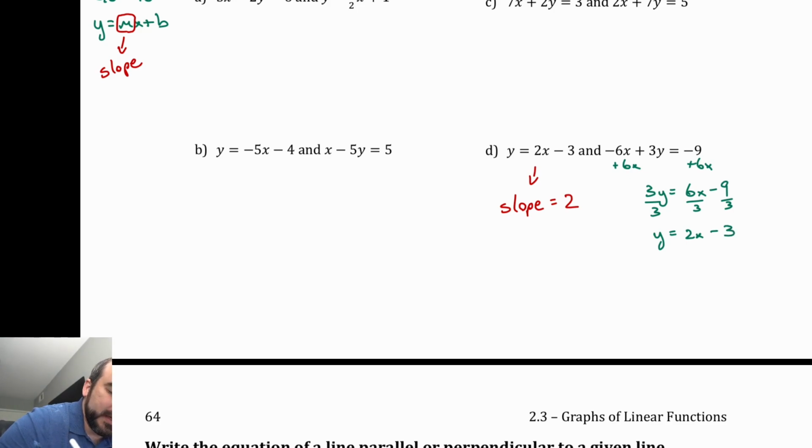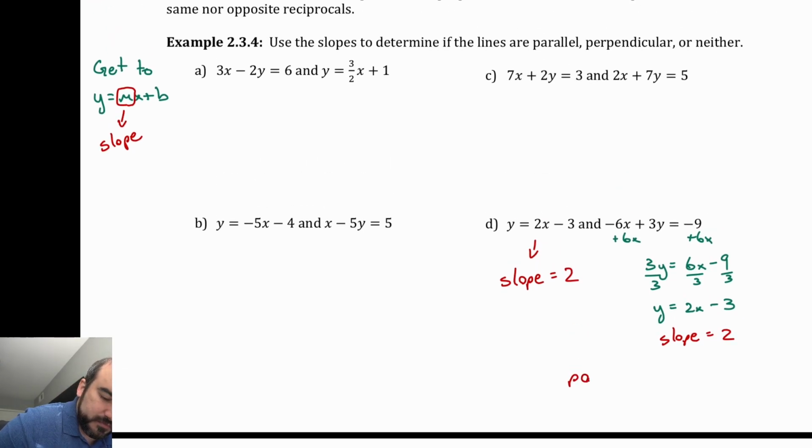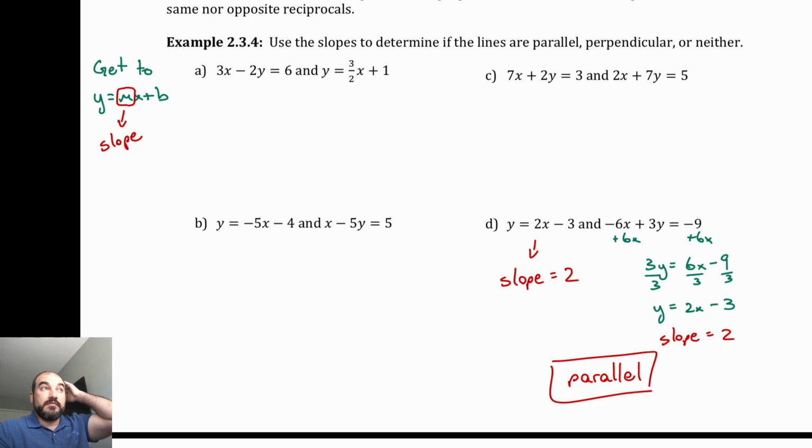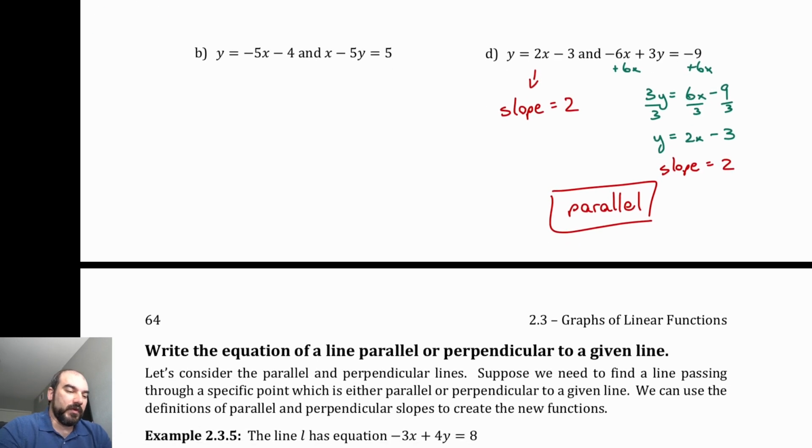And then we see that the slope of this one is also 2, right? So then the two lines have the same slope. This one has a slope of 2, this one has a slope of 2. So my answer for this one is parallel. Right, so if they have the same slope, we get parallel. If they have opposite reciprocal slopes, we get perpendicular, or we get neither, if it's none of those things.